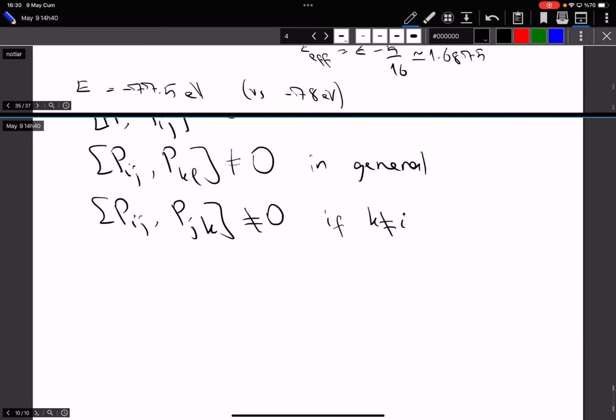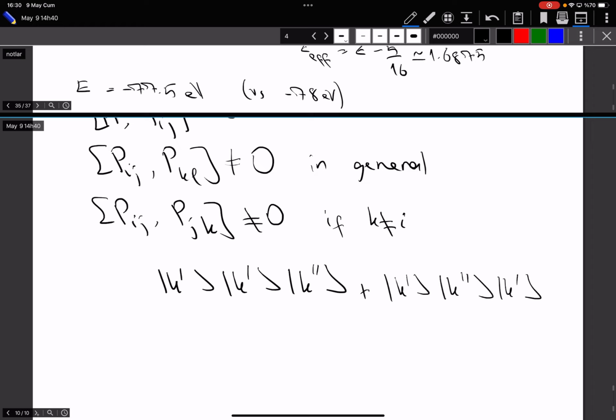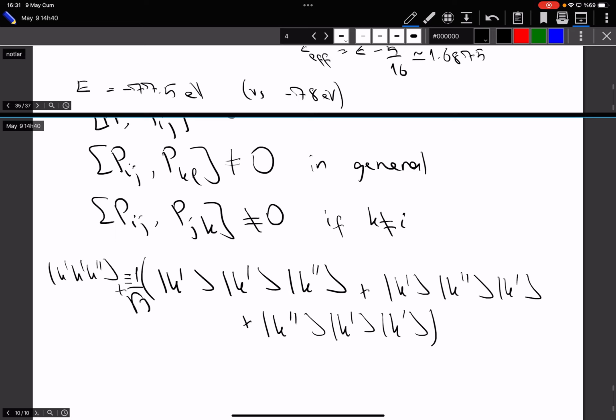Now, let's look at one term. We have this k prime. Let me have these two particles in the same state. Now, in this case, I can't have a completely symmetric state. This is completely symmetric.